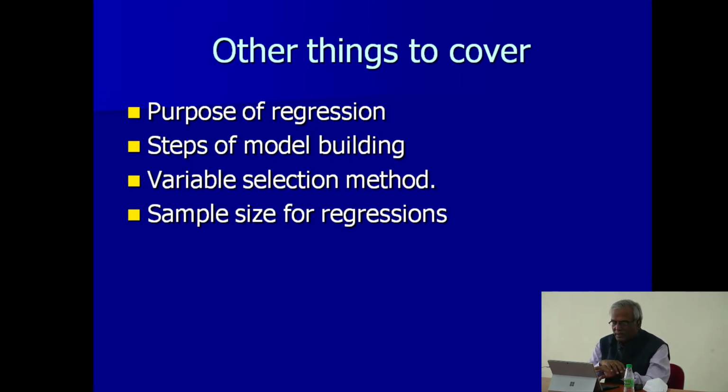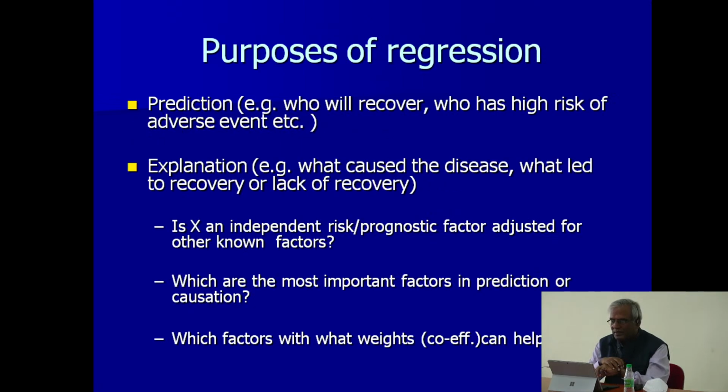What is the purpose of regression? I think I told you on day 1. One is prediction, which means we want to know who will die, who will recover, who has a high risk of an adverse event. But the second purpose is explanation. Explanation means what is causing the disease, what is causing the recovery, what is causing non-recovery, or what is causing death. So you want to know the cause, not only prediction.